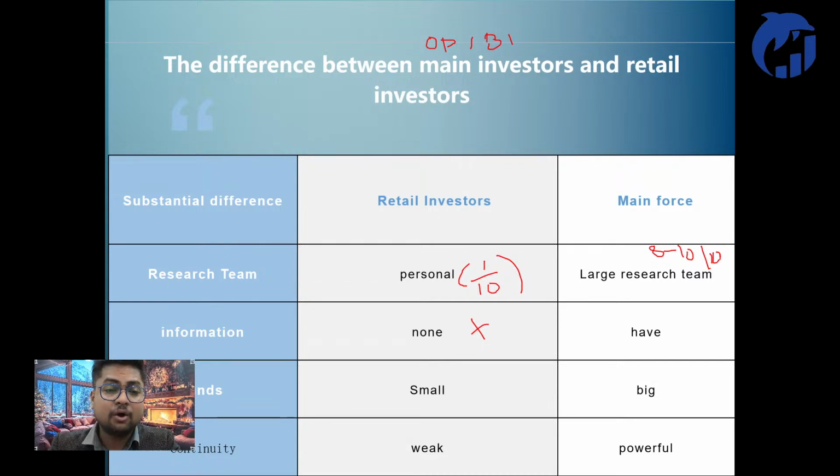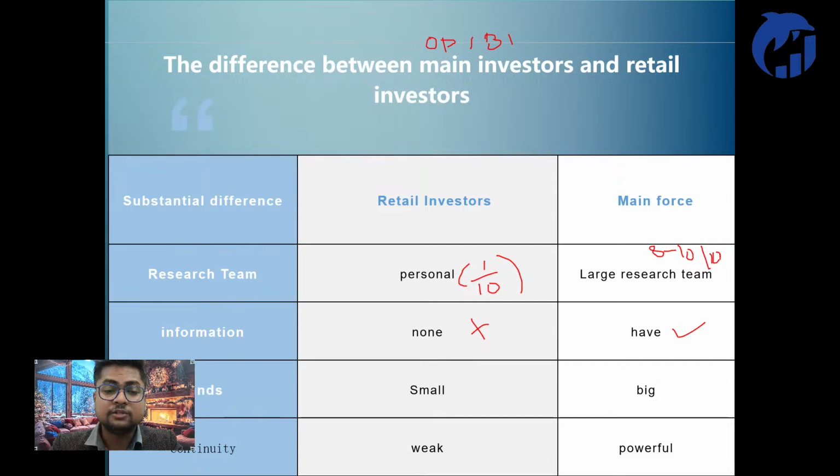But if you talk about the main force, they have the information. Just look at it. The main force has accurate information, and they are able to make a lot of profit by having the information first hand, right? Once we have the information first hand, we can make an entry into the stock, and when the stock grows and the news comes into the market, we will make a lot of money.